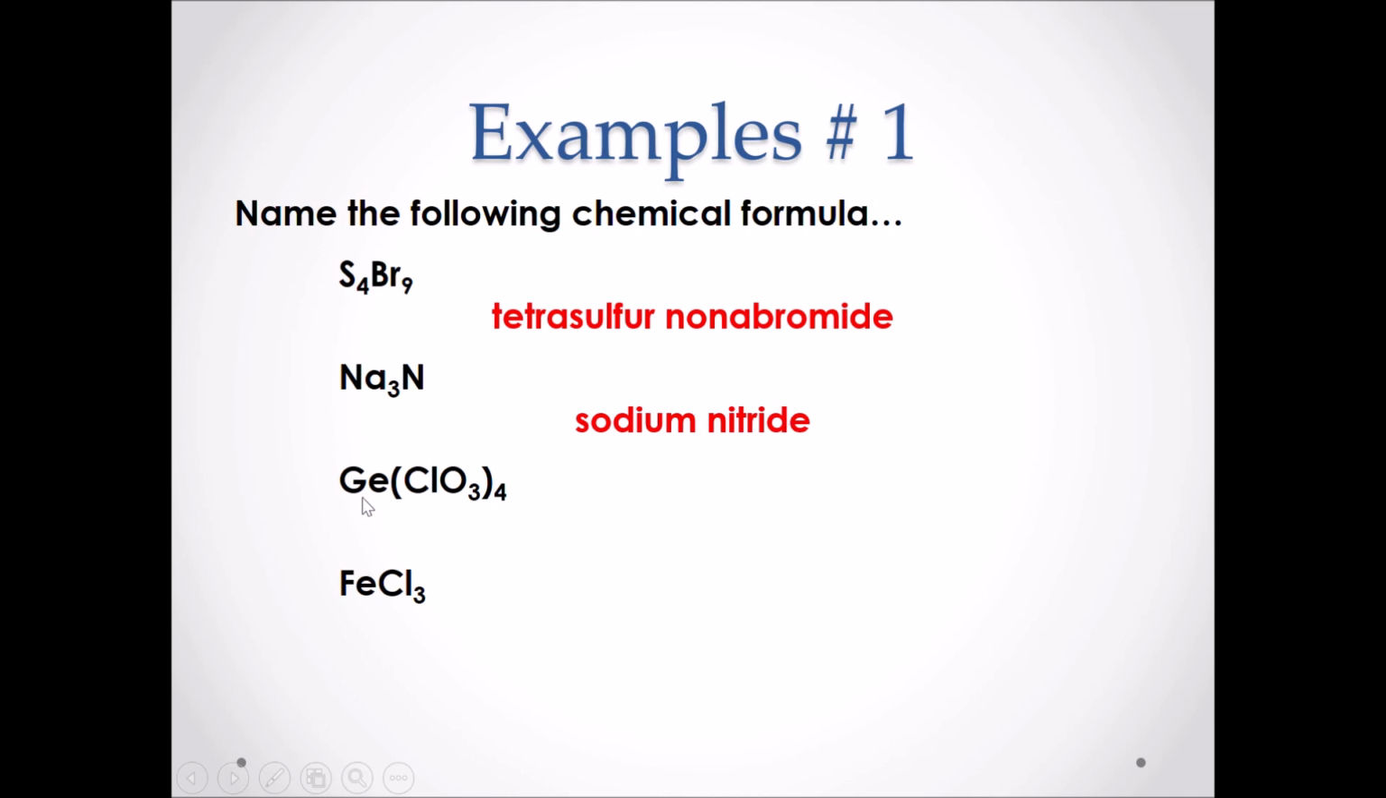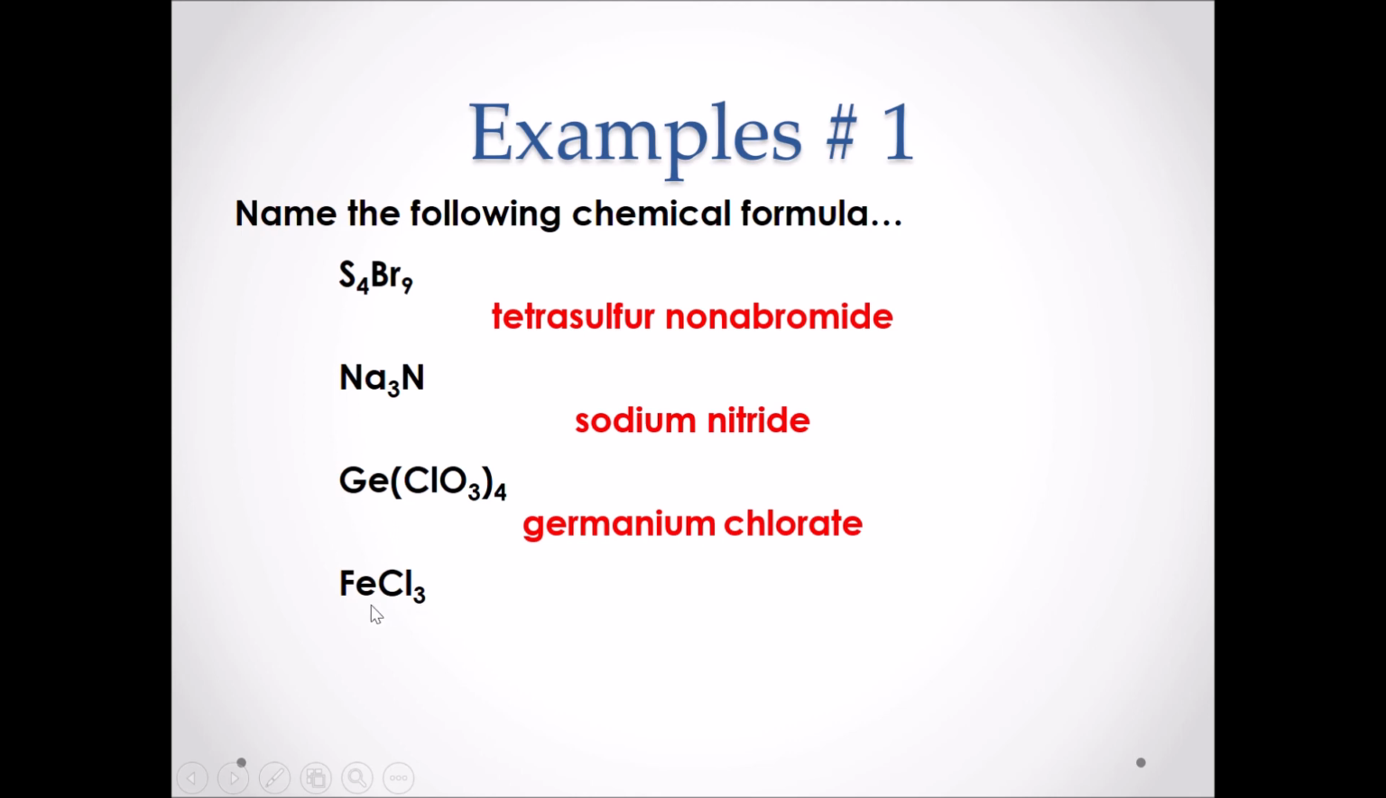Our next example, Ge(ClO3)4. This is ionic because I have a metal and I have also a polyatomic ion. Polyatomic ions only appear in ionic compounds. Therefore, I can just write germanium chlorate. Again, I don't change the ending for the polyatomic ion.